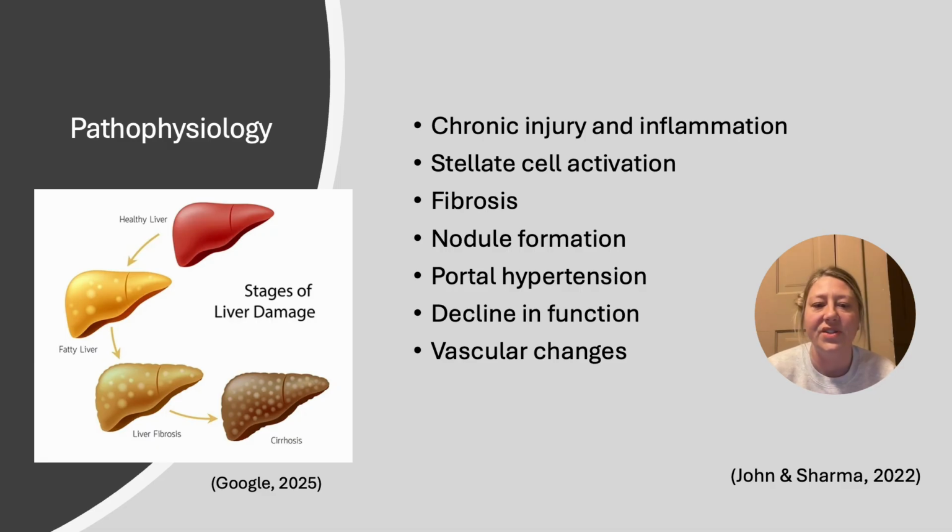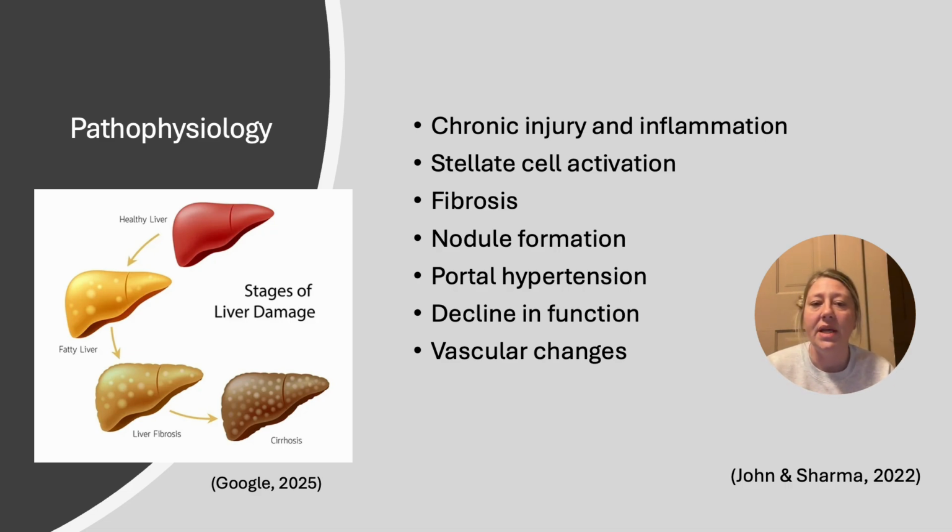All right, we're going to get started with the patho side of cirrhosis of the liver. So we're going to go through the different stages or steps that lead to the cirrhosis. First, we're going to start with a chronic injury and inflammation. This is repeated damage from causes like viral hepatitis, alcohol abuse, or autoimmune diseases that trigger a persistent inflammatory response in the liver. Then it leads to the stellate cell activation.